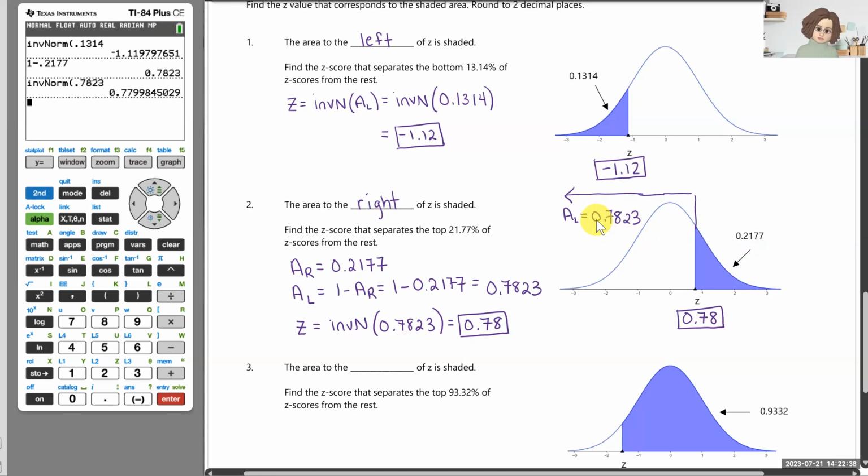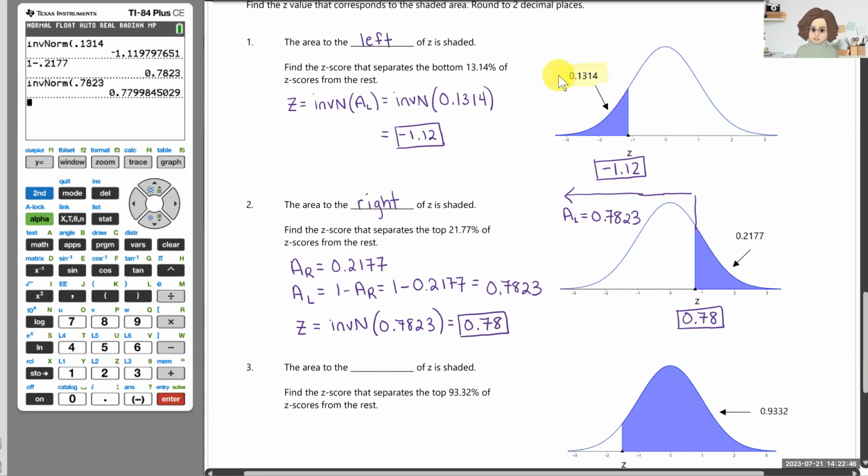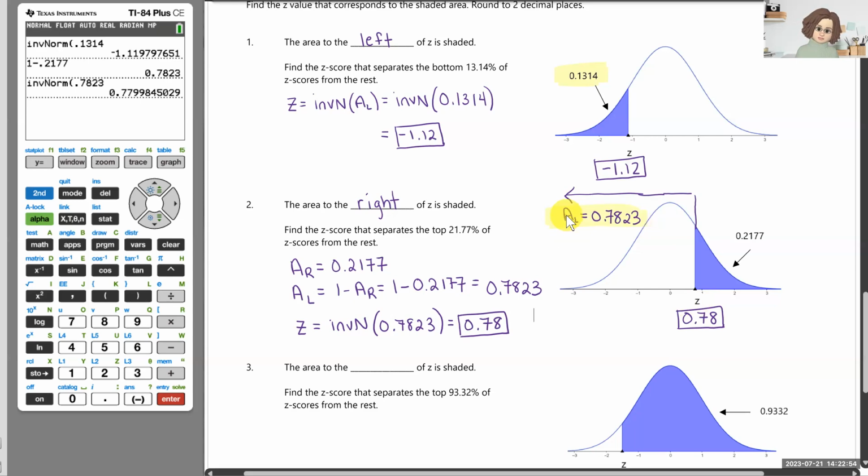In summary, all we have to remember is we're looking for a z-score. You have to inverse norm the area to the left of the z-score you want to find. If I want that z-score, I inverse norm the area to the left of it. All right, we'll just do a couple more here.